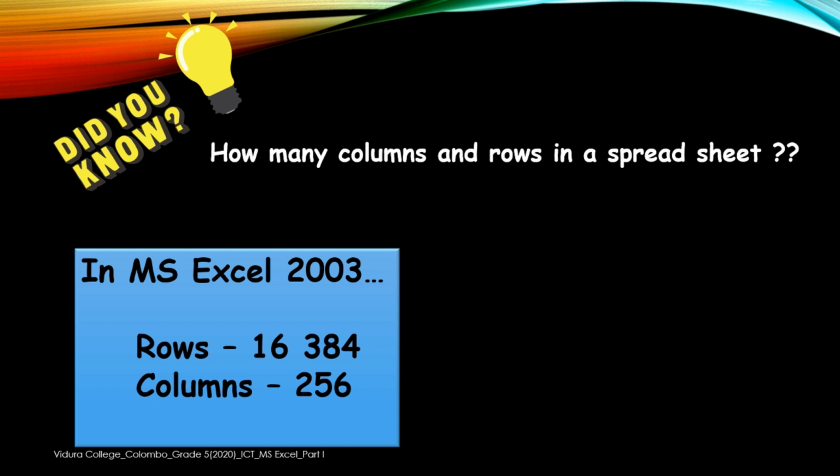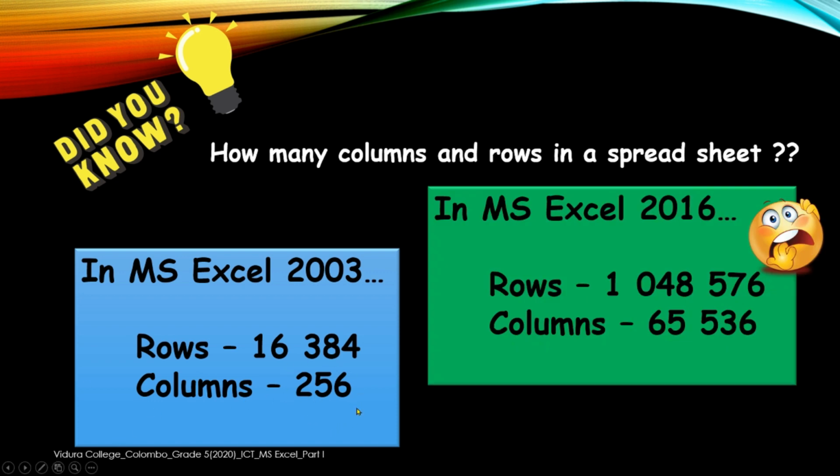Did you know how many columns and rows are in a spreadsheet? Very important. In Microsoft Excel 2003, there are 16,384 rows and columns. The number of columns is 256 columns. But in Microsoft Excel 2016, there are rows. How many rows? 1,048,576. Compare the rows of 2003 and rows of 2016. Compare these two. And columns, there are 65,536 columns. Right.